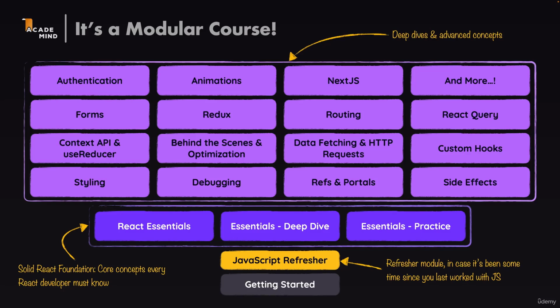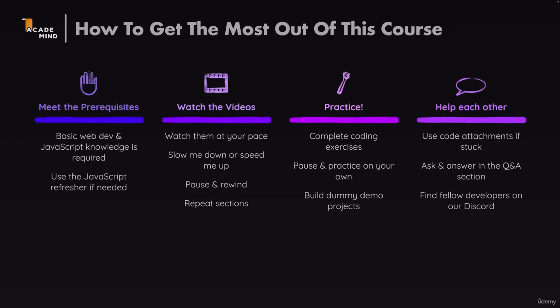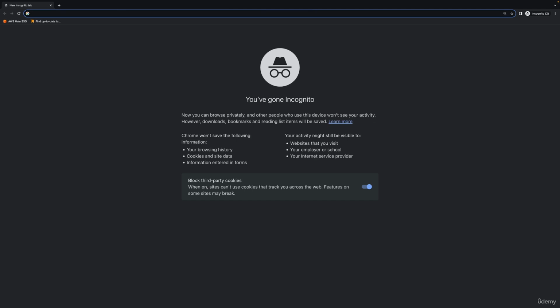So now that you know what's in the course, and you know which paths you can take to complete the course, and you know how you can get the most out of this course, let's finally get started with React and with writing React code. And for that, of course, you typically need a React project where you can write that code. And whilst you'll learn how to write React code and which React features you should know in the next course section, it's this lecture here where I want to show you how you can create React projects.